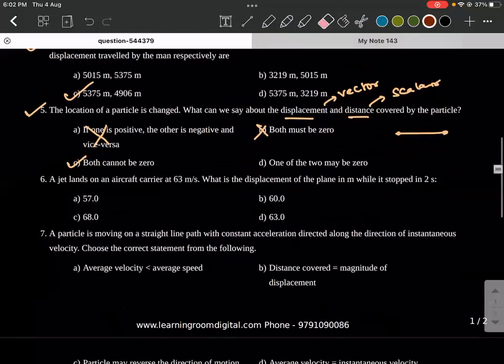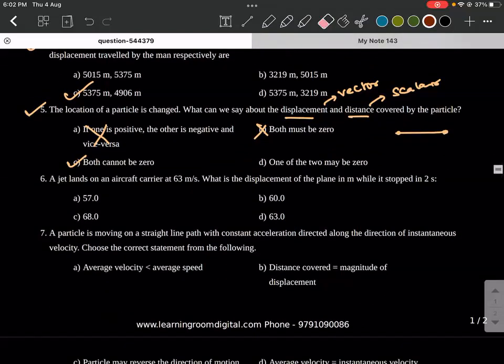Yeah. Shall we proceed? So there is a jet that lands on an aircraft carrier at 63 meters per second. So that is the speed. What is the displacement of the plane in meters while it stopped in 2 seconds? What can you say? So V is equal to 63 meters per second. What is the displacement when it stopped in 2 seconds?